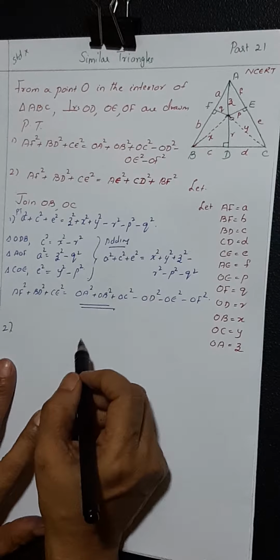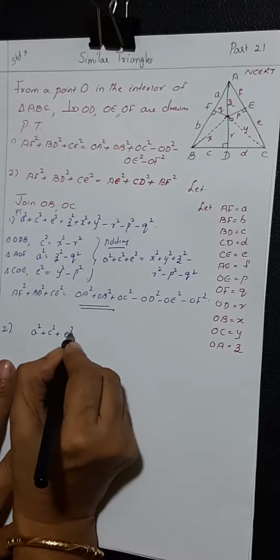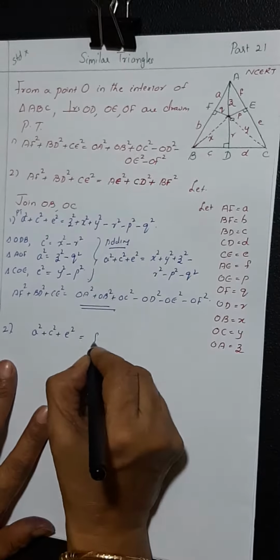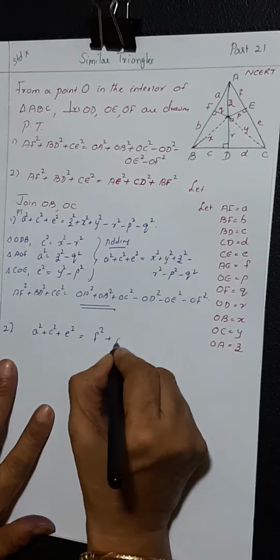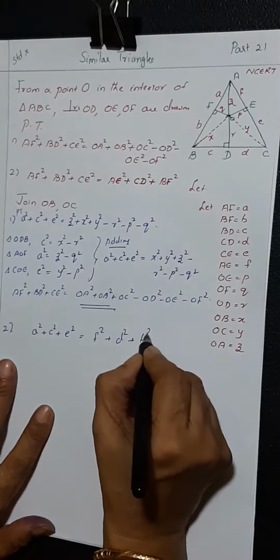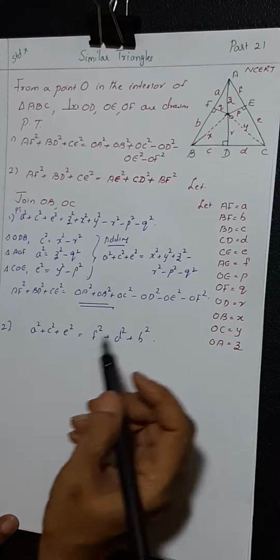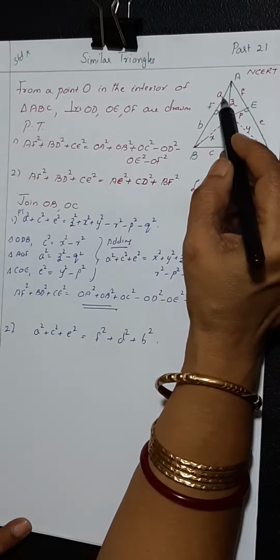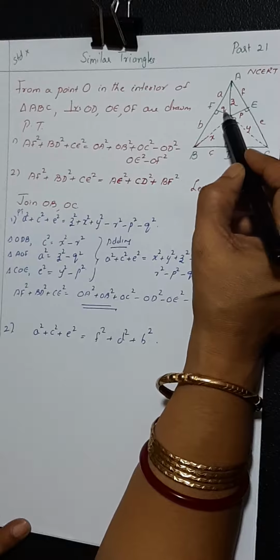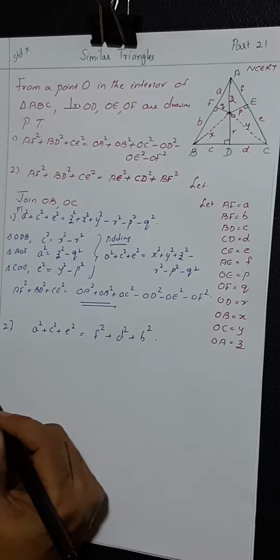Now, AF squared plus BD squared plus CE squared, that is again a squared plus c squared plus e squared is equal to, now AE will be, f squared plus CD is d squared and BF is b squared. So, again we have a squared, z squared plus q squared. So now we will take triangle ODB and ODC.